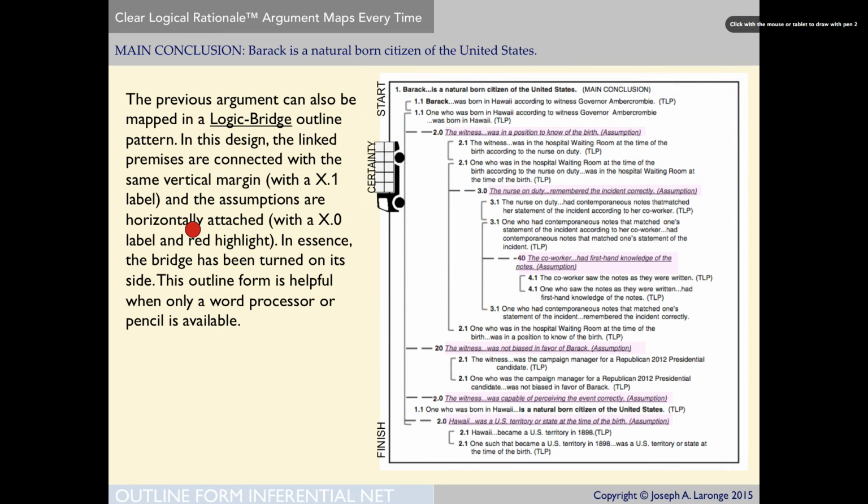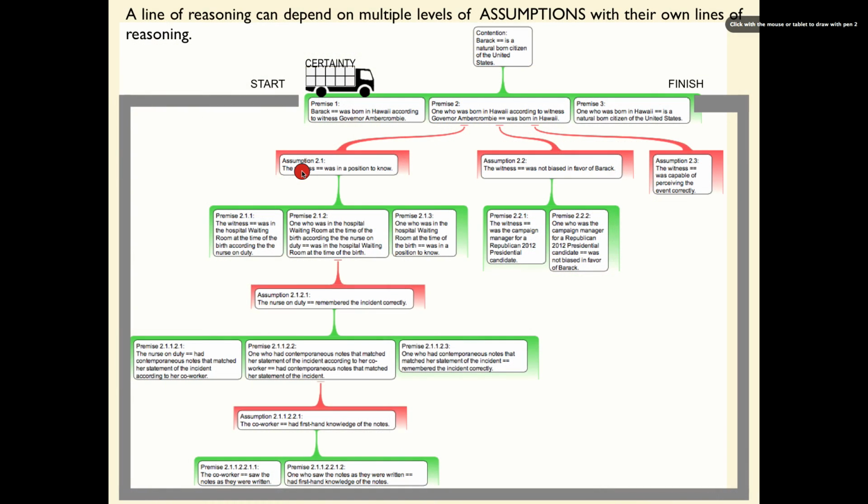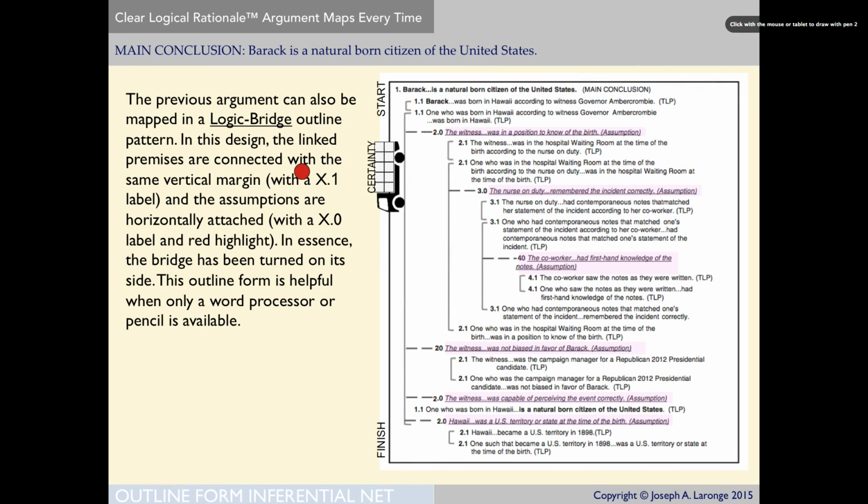Now, believe it or not, something as complex as this one here that was created with the Rationale software can even be created in just a simple word processing program. I'm just showing you this for your interest, because you don't need argument mapping programs to create argument maps. You can do them with pencil and paper, or you can do them in word processors. And here's one that illustrates doing that same argument with a word processor.